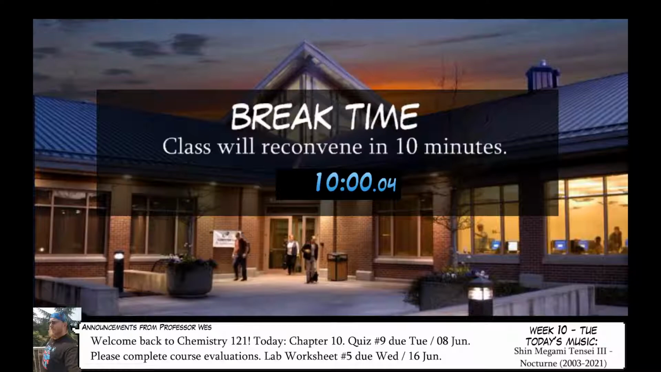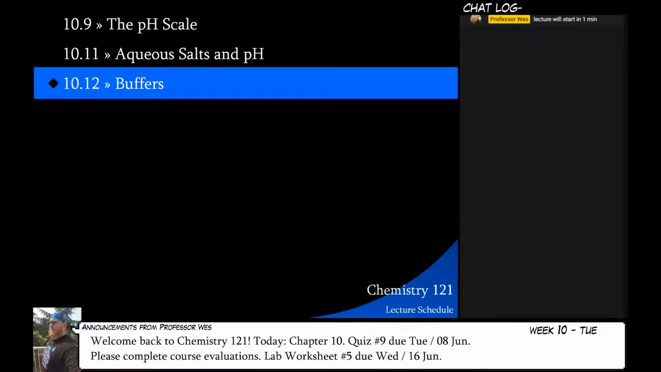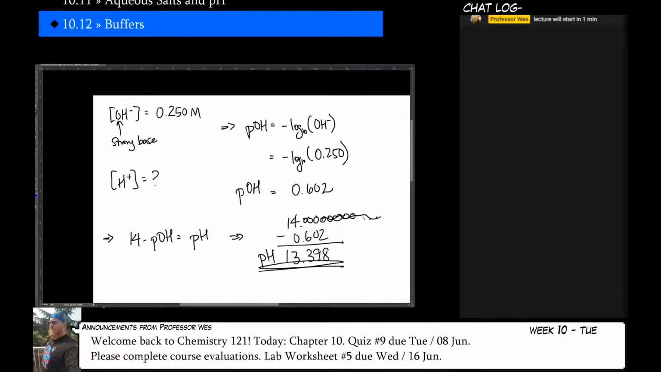All right, we're back. Let me just get this off the screen there. And let's talk about buffers. Now, it takes a very small amount of acid to change the pH of something. For instance, we could do a calculation to figure out how much soda pop would change your pH to be fatal.